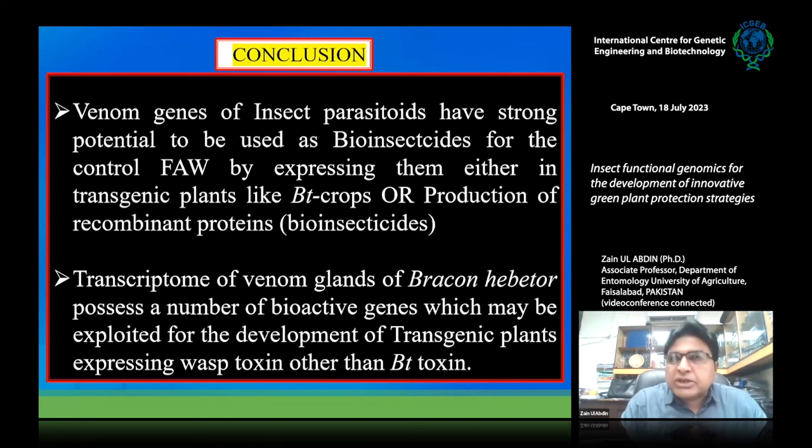Our venom-based approach is to control the attack of Phenacoccus solenopsis in cotton. Not only in cotton, but it has more than 300 hosts. Phenacoccus solenopsis will be controlled by the application of the venom genes extracted from the parasitoid, so that we are able to protect at least 300 crop plants from the attack of this notorious pest.